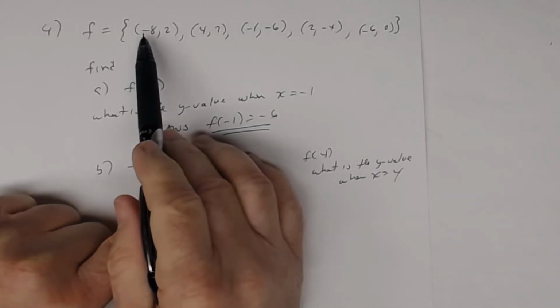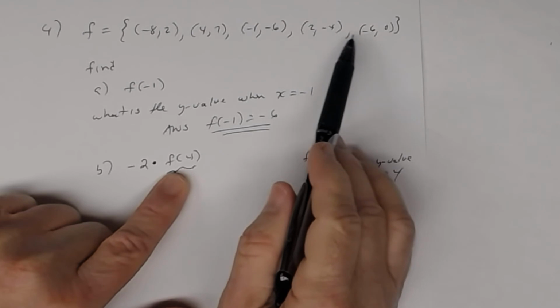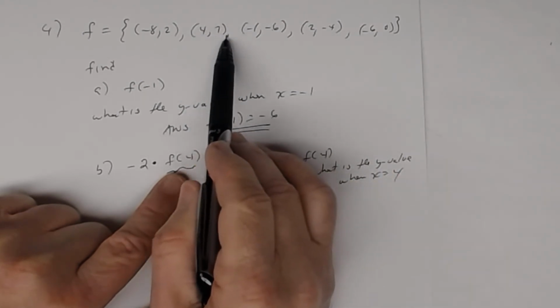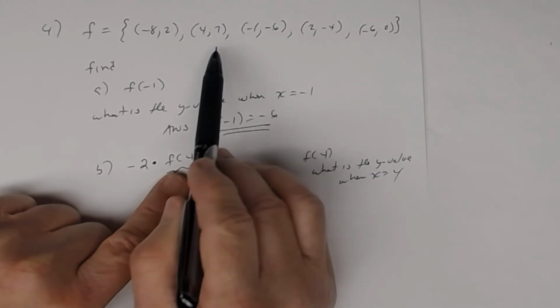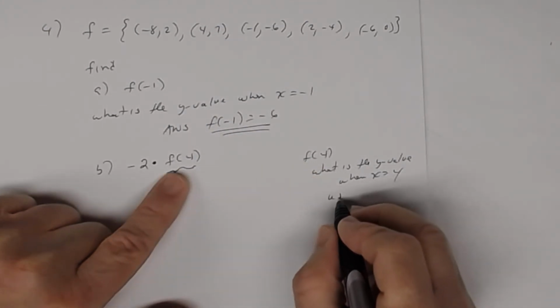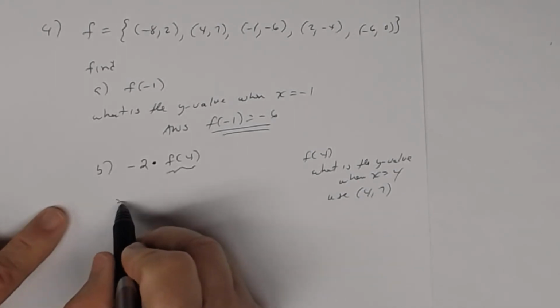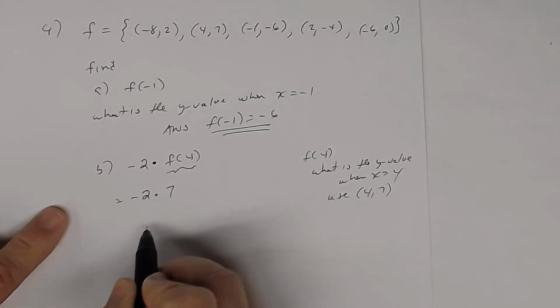You look for the point where the x value is 4. Well, that's this one right here. So when x is 4, what's that y value? Well, that y value is 7. So I'm going to use the point (4, 7). So this becomes negative 2 times 7.